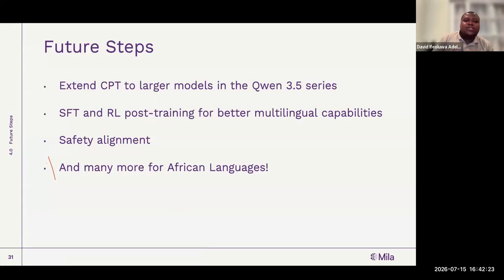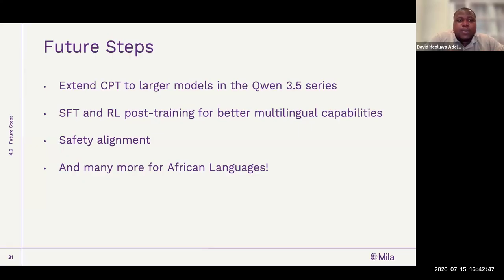And of course, our aim is to extend continuous pre-training to larger models of Qwen 3.5 if we have the compute. Now we don't. Currently we're doing SFT and GRPO post-training for the model, and we are getting some very good early results. And we're also working on safety alignment.